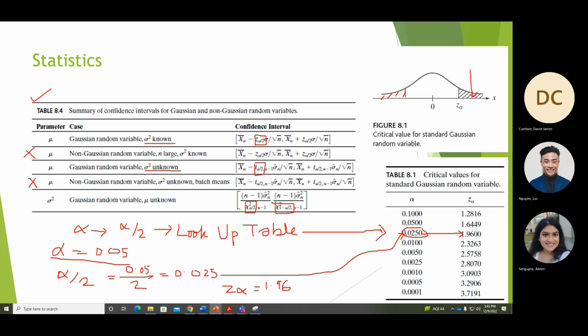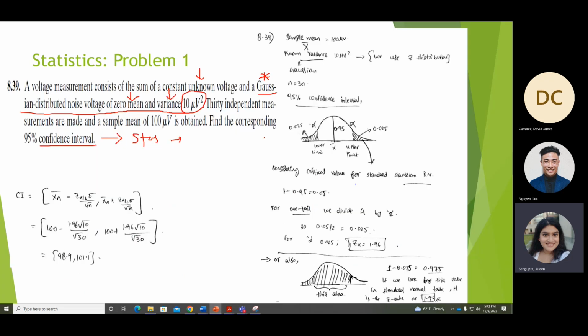Next, Gaussian random variable with unknown variance. No, our mean is given, and our variance is also given. Let's try this one, Gaussian random variable. This matches up because my variance is given. Then you select this confidence interval formula. This is the CI formula, not any other formula. So in the CI formula you use the Z distribution.